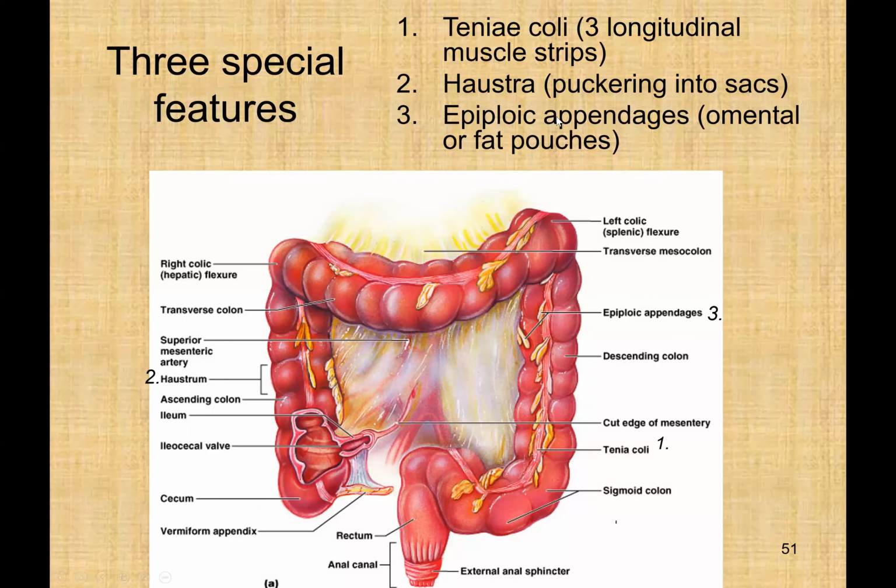So as I said, in the colon, we are going to see some things: the haustra, which are packing into sacs, and the epiploic appendages, which are the omental bases. So this is just to show the epiploic appendage, and this is showing the haustra.